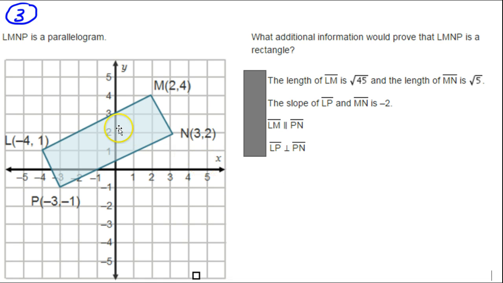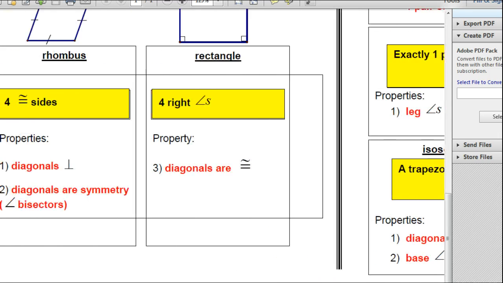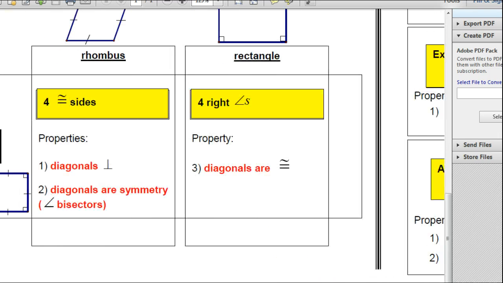Alright, let's take a look at problem number 3. You'll notice I'm doing the odds. Don't worry about that; those numbers don't mean anything to you, but I'm working through a list of problems and doing the odds. Anyway, we're told that this shape is a parallelogram. Now, what additional information would we need to prove that this is a rectangle? It would be helpful to take a look at the definition of a rectangle and perhaps its special properties. The definition of a rectangle is that we have 4 right angles.